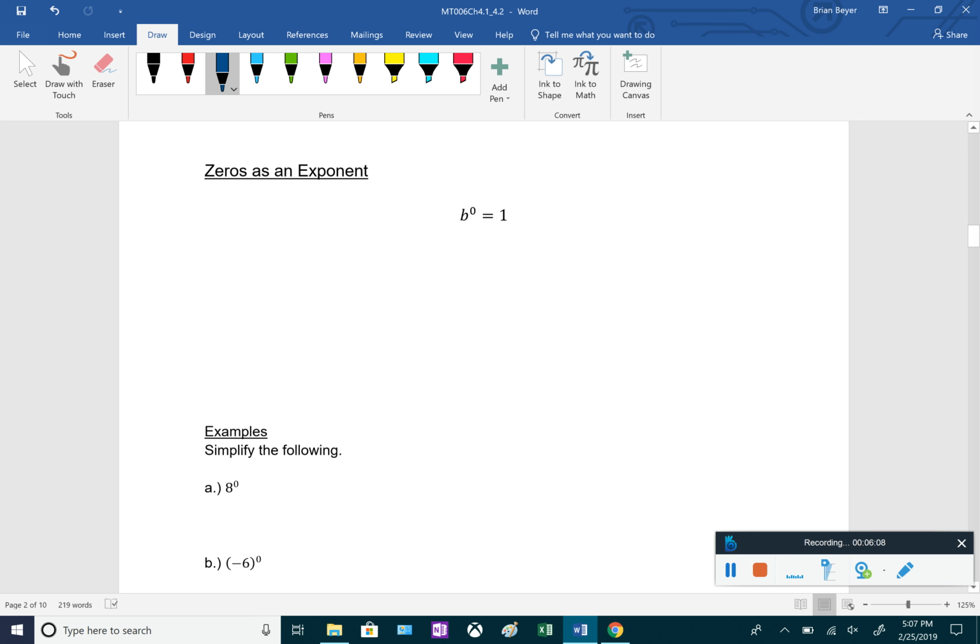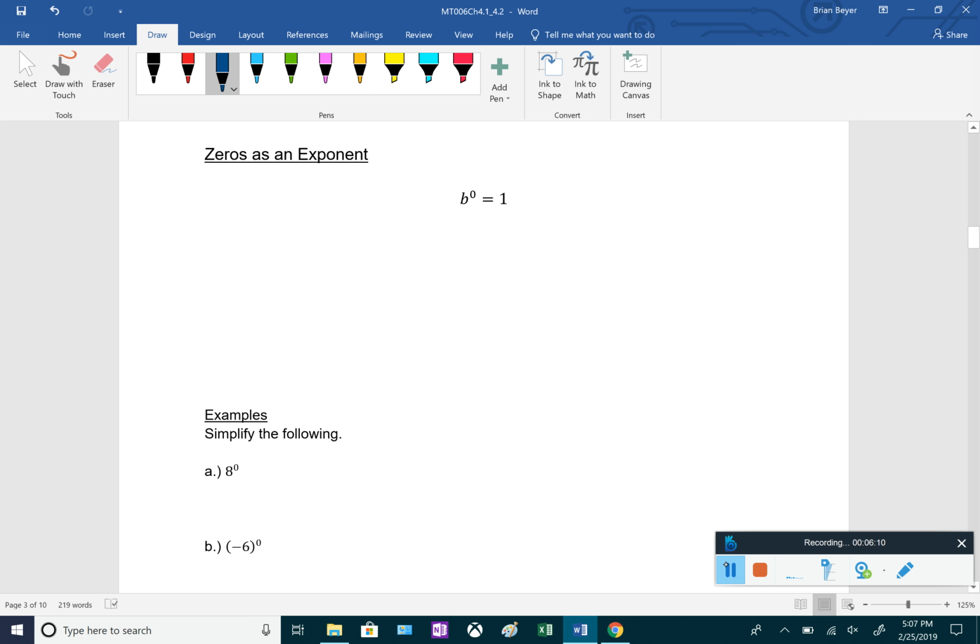And for the next rule, it is the zero as an exponent rule. So I believe we already know what this is, but let's go over it again. Anything raised to the 0 power equals 1. So b to the 0 equals 1. So let's see why using a couple of the rules that we've already done. Well, one of the rules.